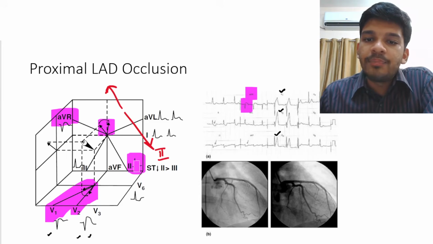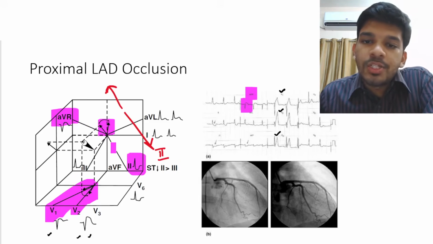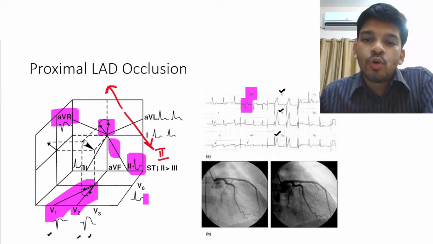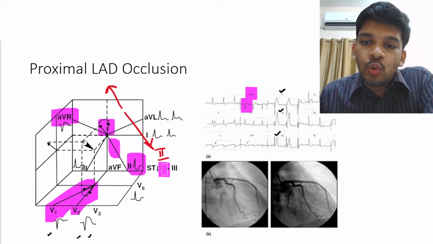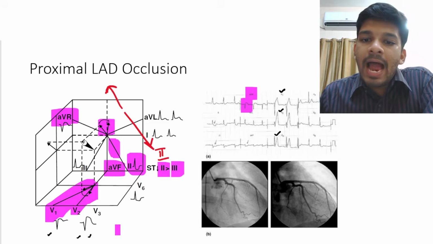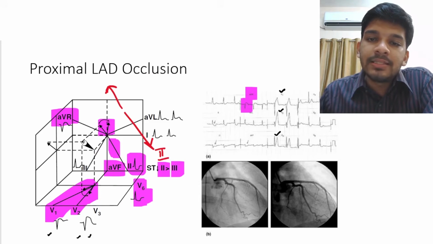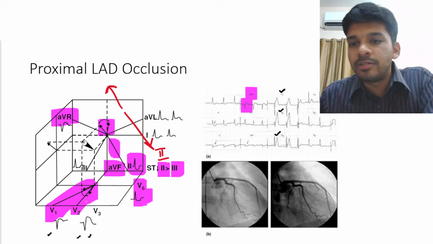And in fact, ST depression in lead 2 is more than what is seen in lead 3, because the injury vector is oriented towards the right. So the reciprocal change is more towards the left. So you see ST depressions in leads 2 and 3 with 2 more than 3, also in AVF. And you also get ST depressions in V6, because that also lies in the negative hemifield of the injury vector.